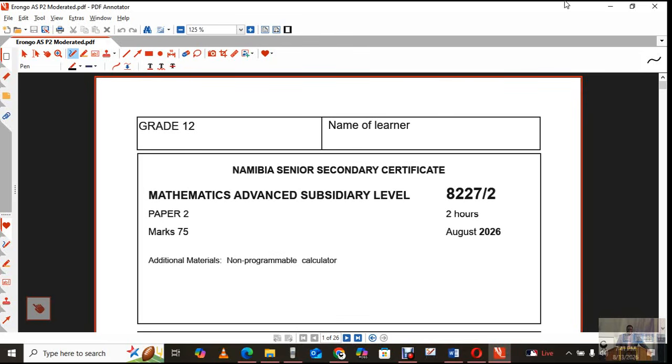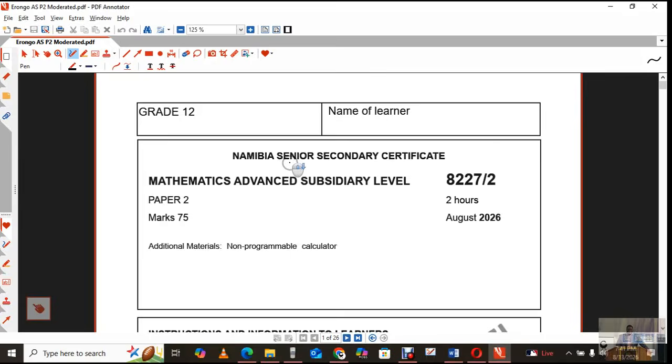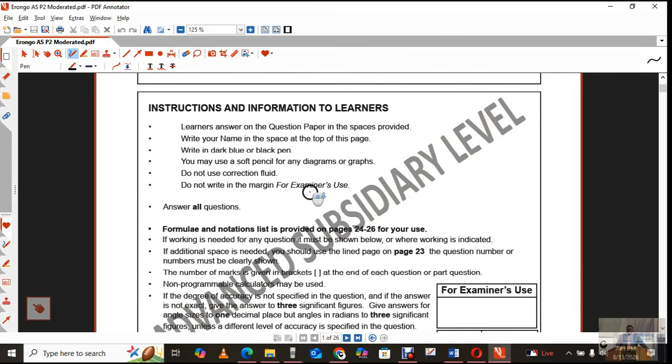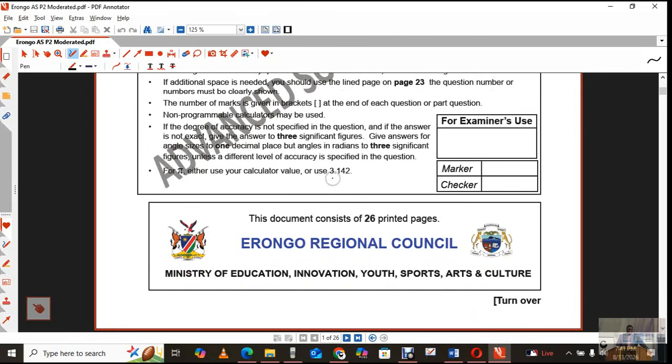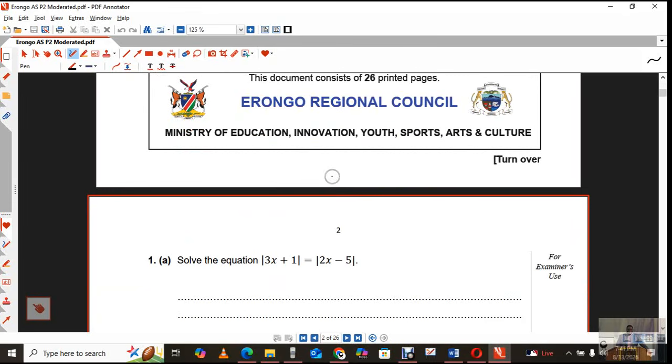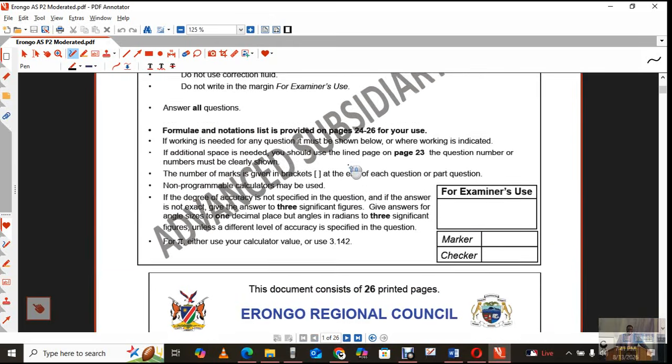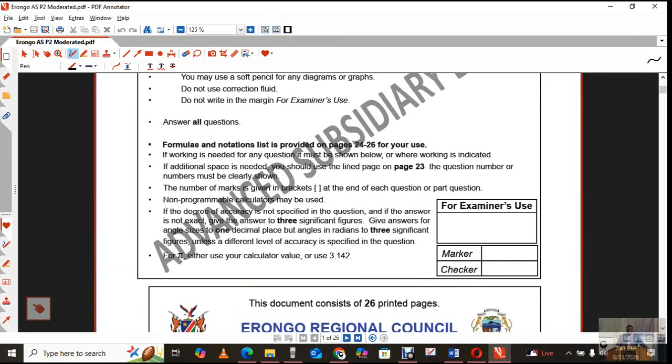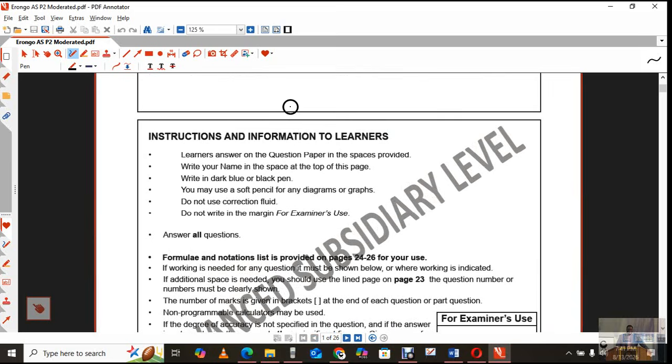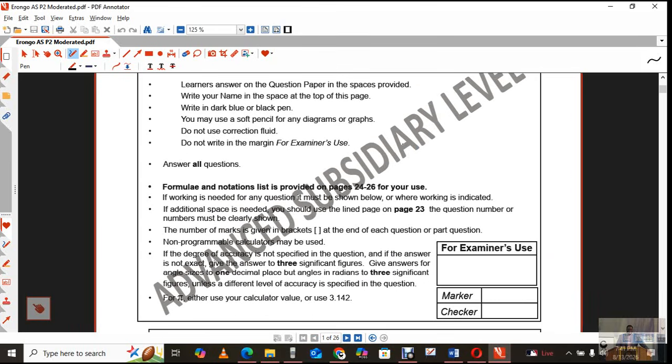I am doing paper 2 for 2026, the mock examination for Erongo region. So this is for the AS level learners. I am going to highlight just a few important pieces of information here under the instructions and information to learners. It is very important that you do go through it.